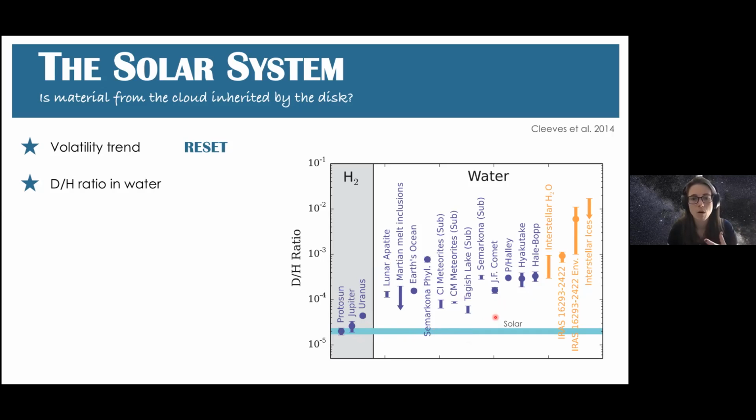And if you model this chemically, you cannot get this enhancement in the D/H ratio in water just by chemistry during the disk phase. But this must have formed in the earlier colder stages, and hence some form of inheritance of this water must have happened into the inner solar system.